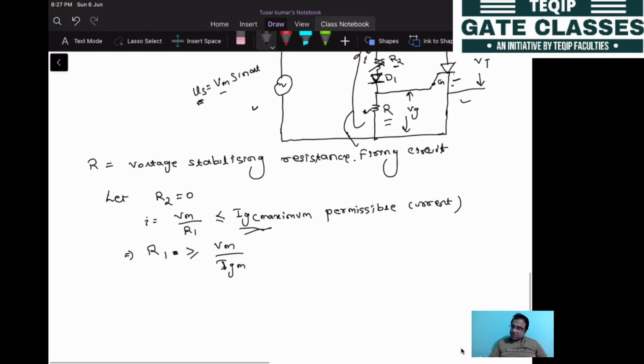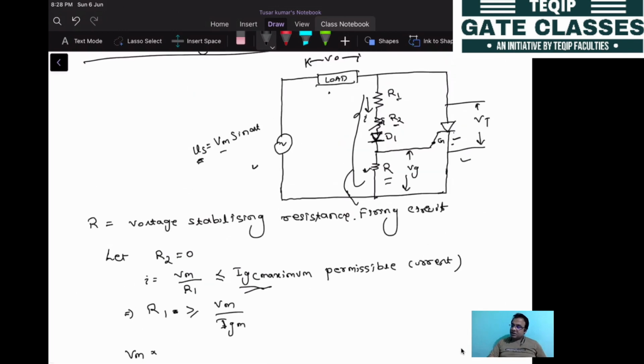So that voltage must be less than or equal to the maximum permissible voltage across the gate. So for that reason, the supply voltage, let's say it is Vm, into, now if you see the diode, it is conducting, so R2 is 0. So if you see, the circuit will look like this.